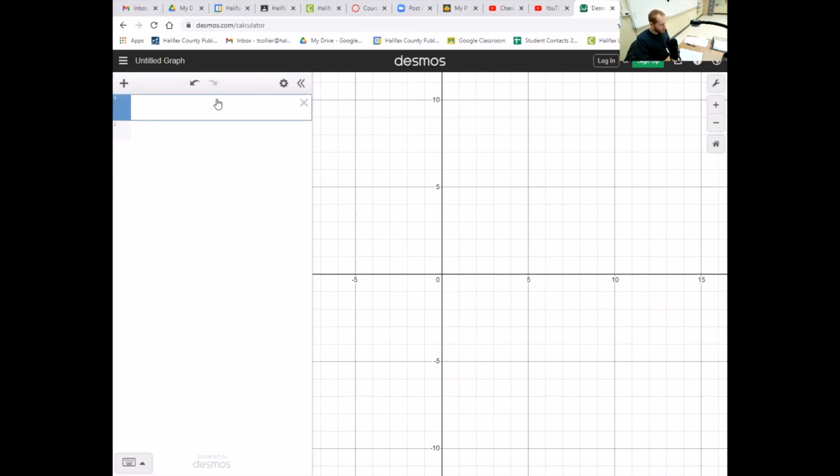Now, what did we start off with? We started off with y equals 2x plus 2, right? So I'm going to have my y equals 2x plus 2. They give us a blue line this time. The color is just random.